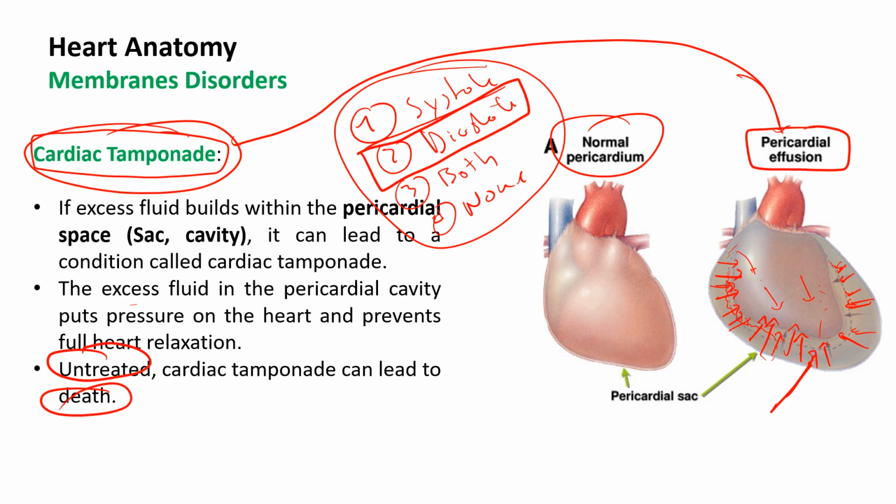And most of the time, when you take that fluid out, then that lets the heart go back to the normal shape. Now, the treatment is out of the scope of your learning objectives. You just know that cardiac tamponade is when this pericardial space is filled with an excessive amount of fluid and can lead to problems with relaxation of the heart.